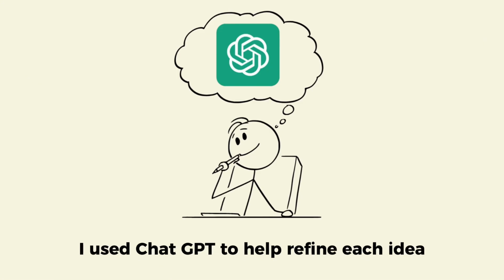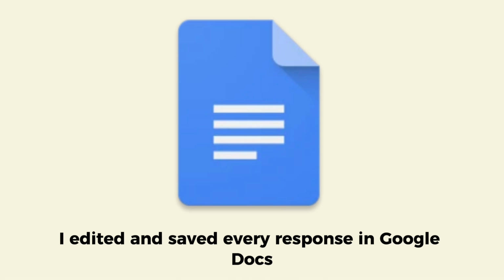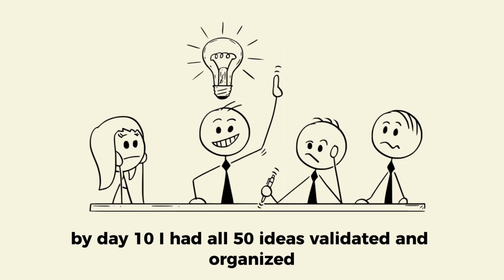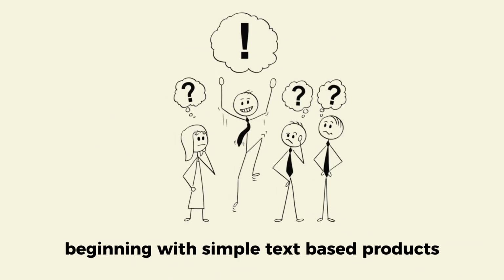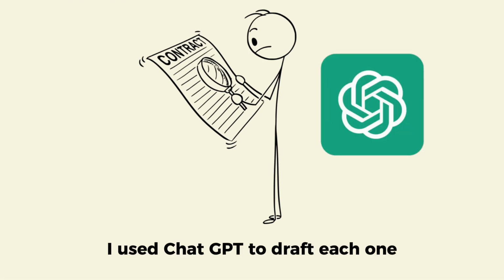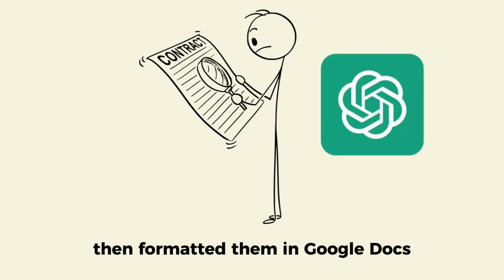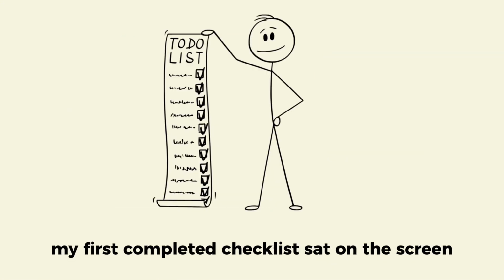Day 5. I used ChatGPT to help refine each idea. I edited and saved every response in Google Docs. By day 10, I had all 50 ideas validated and organized. Day 11. I started creating, beginning with simple text-based products, productivity checklists, social media swipe files. I used ChatGPT to draft each one, then formatted them in Google Docs with clean headers and tables.